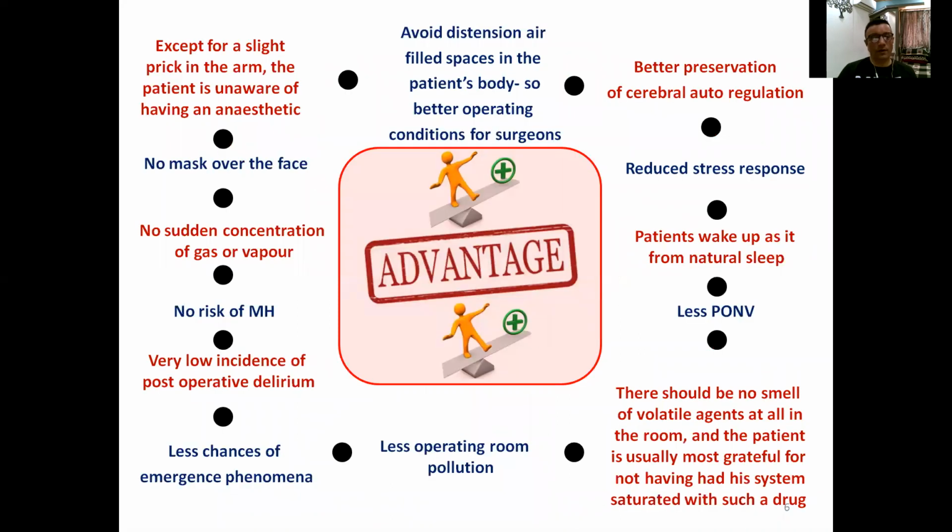And what are the advantages of TIVA? Except for a slight prick in the arm, the patient is unaware of having an anesthetic. There is no mask over the face, no sudden concentration of gas or vapor, no risk of malignant hyperthermia, very low incidence of post-operative delirium, less chance of emergence phenomena, less operating room pollution. It avoids distension of air-filled spaces in the patient's body, so better operating conditions for surgeons, and better preservation of cerebral autoregulation. It reduces the stress response, and in TIVA the patient wakes up as from natural sleep, and there is no smell of volatile agent. That is the best part of the TIVA advantages.